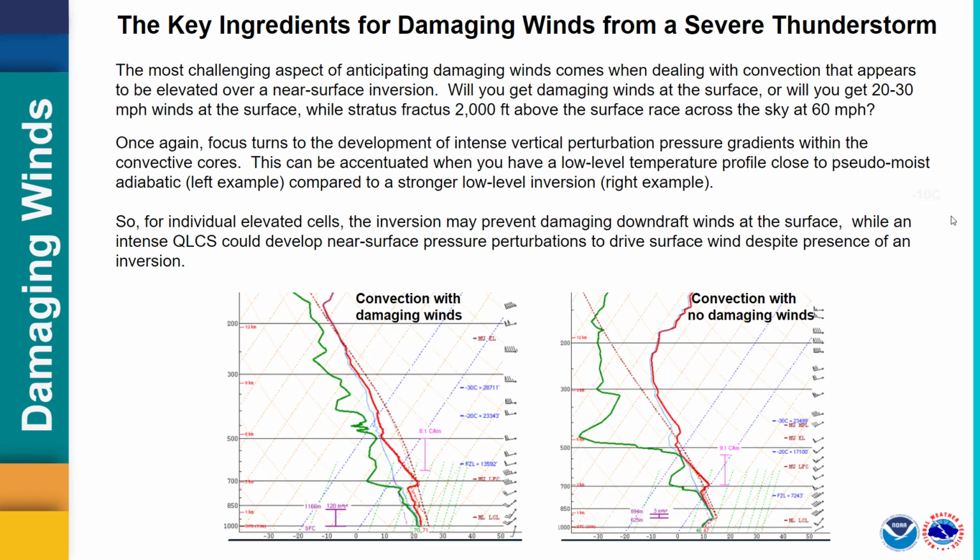The bowing segment somehow develops the kind of intense pressure perturbations needed to develop damaging winds even down to the surface. So for individual elevated cells, the inversion may prevent damaging downdraft winds at the surface, while an intense QLCS could develop near-surface pressure perturbations to drive surface wind despite the presence of the inversion.